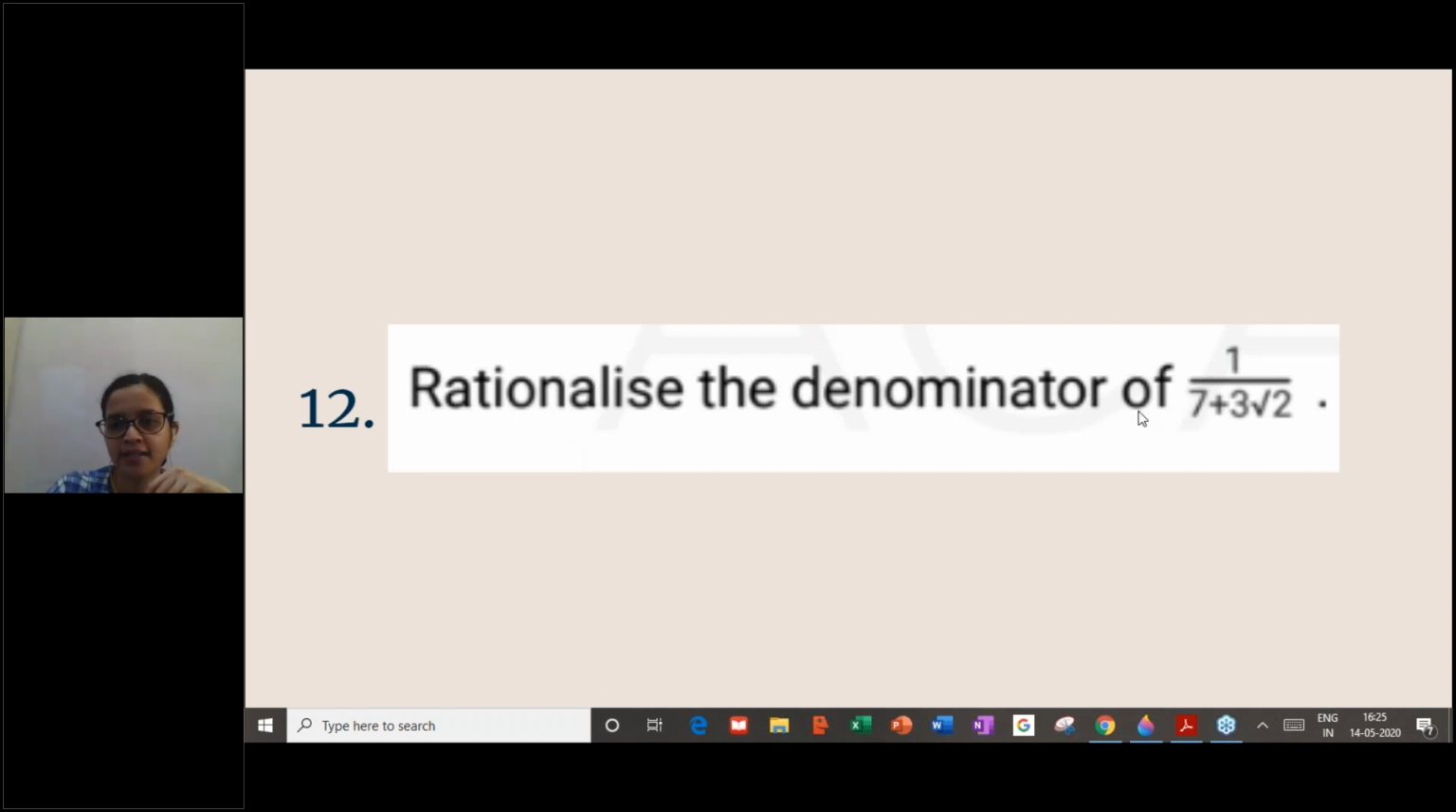See, this fraction is the a plus b part of the identity a plus b into a minus b. So you multiply it with the a minus b part, or the conjugate, which is 7 minus 3 root 2. When you simplify it, what do you get? Naitri, no. Okay.